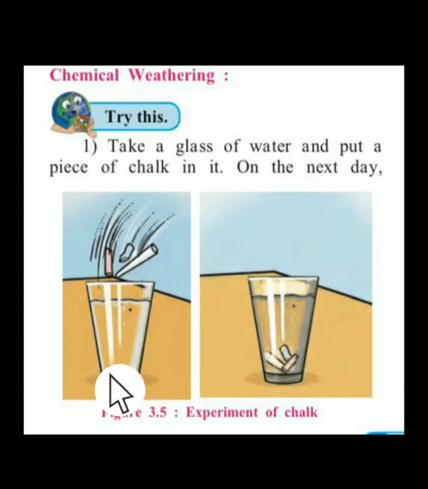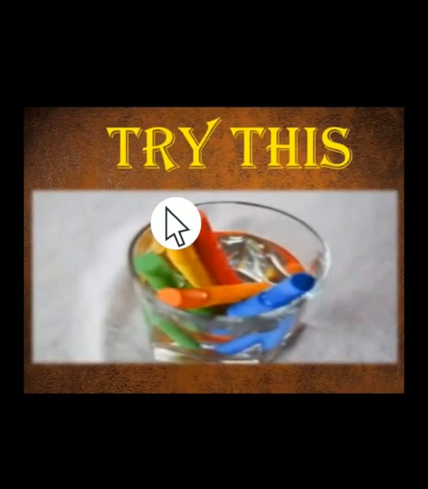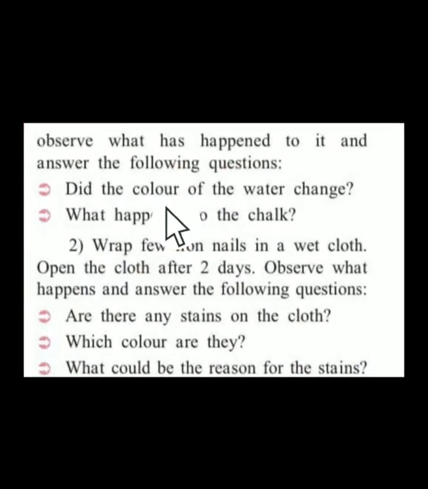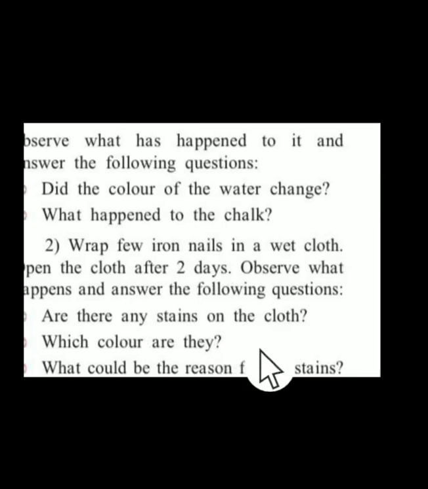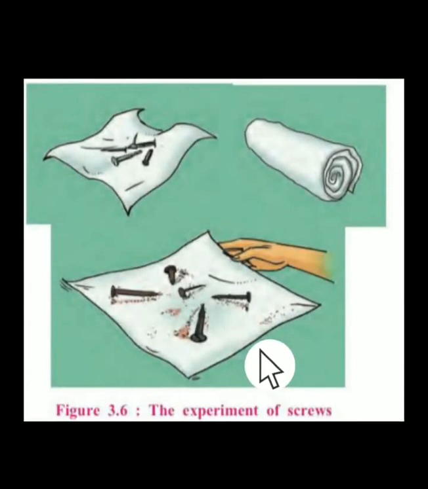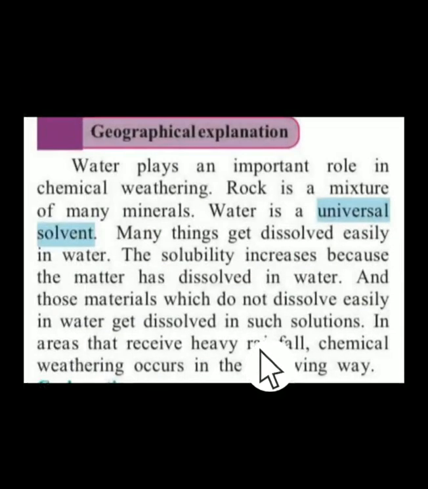Now, my dear students, here we have to take a glass of water, and then put a few pieces of chalk in it, and on the next day it will look like this, a glass of water with chalk. On the next day we have to observe and answer the following questions. At the same time, I had told you to take a few iron nails in a wet cloth and keep the cloth for 2 days, and then observe what has happened to the cloth as well as to the nails. So here we have the result of the experiment. Now without wasting time, let's go into the geographical explanation.